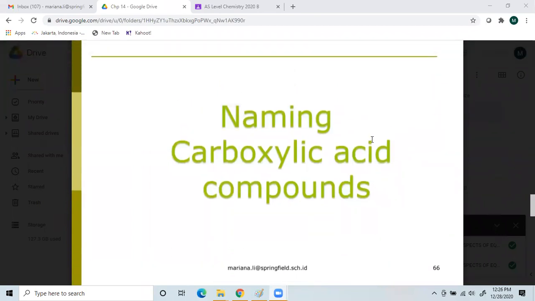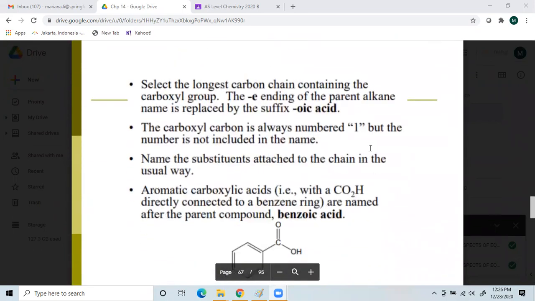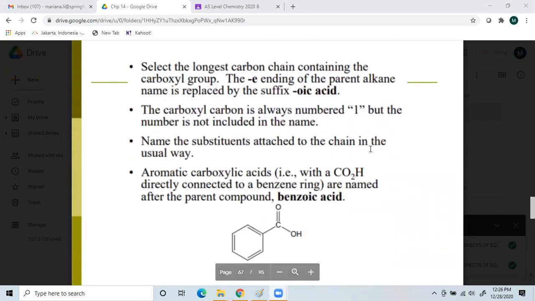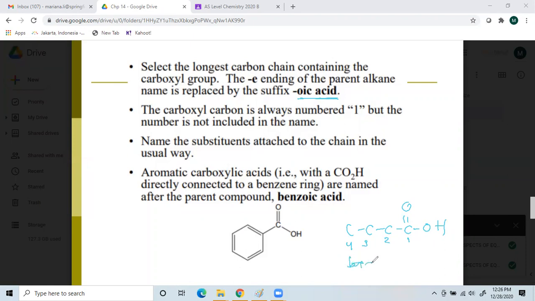Okay. The next is naming carboxylic acid compounds. Carboxylic acid has a functional group RCOOH. Yeah, don't forget about that. So for the name, the parent alkane will be changed from alkane to alkanoic acid, oic acid. So let's say if we have this, 1, 2, 3, 4, from butane change to butanoic acid. Okay, butanoic acid.